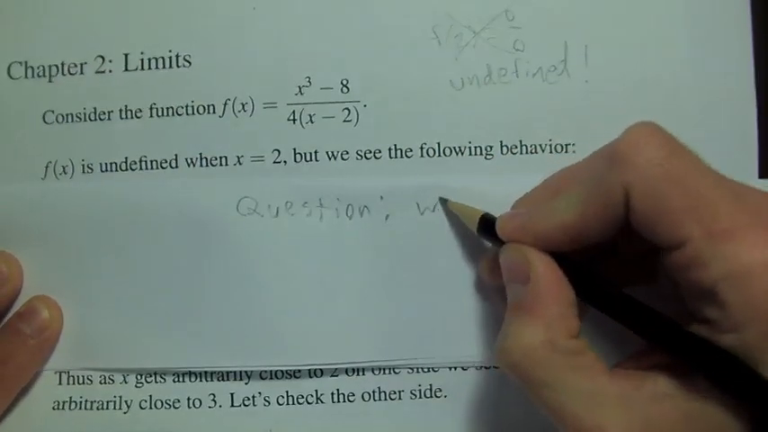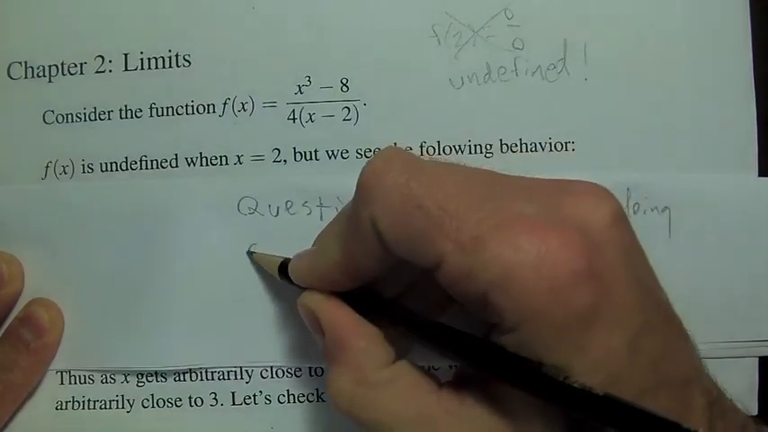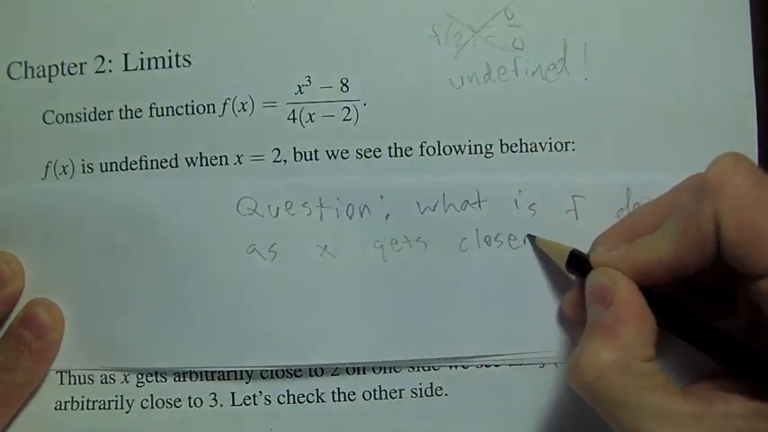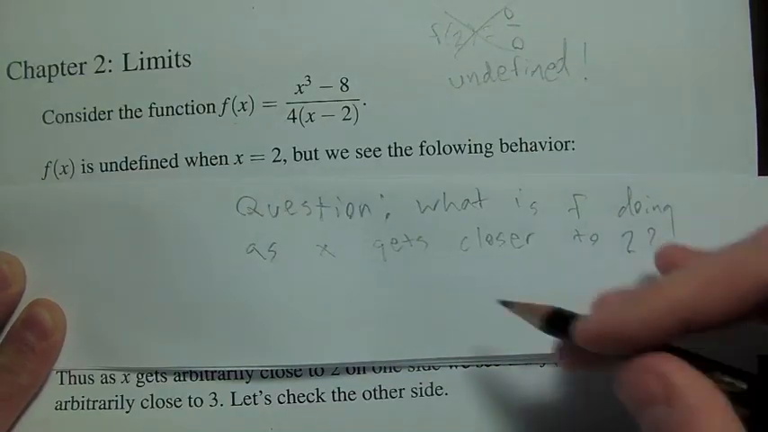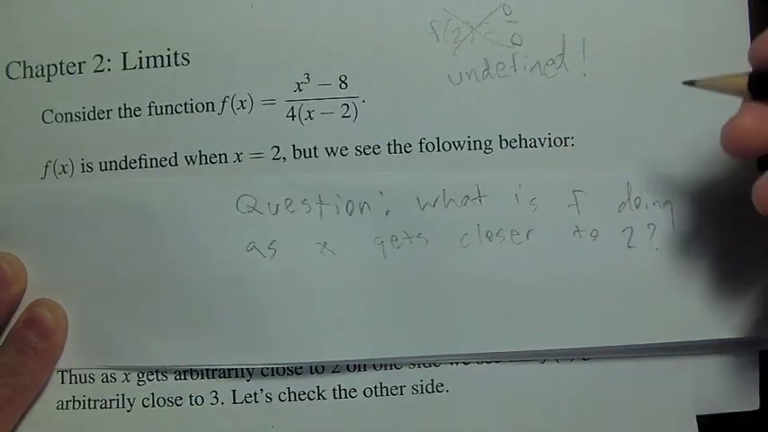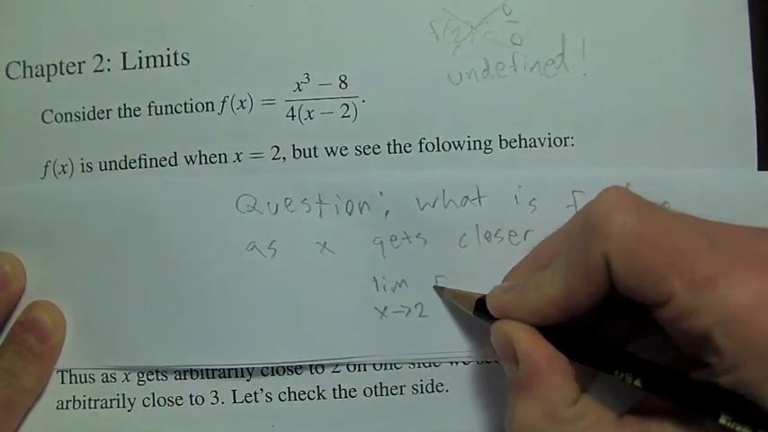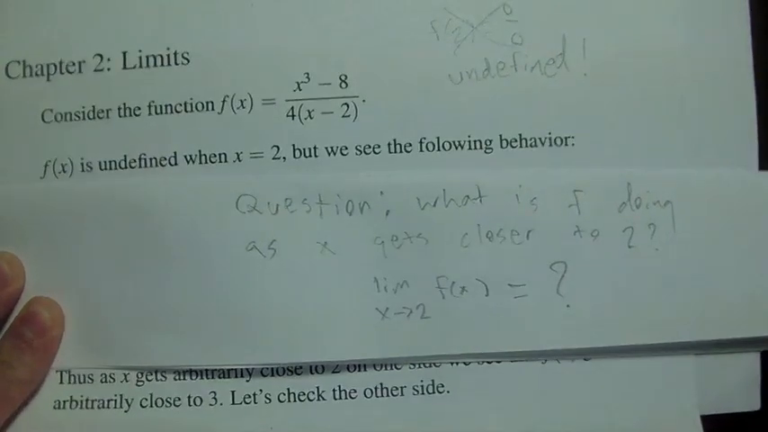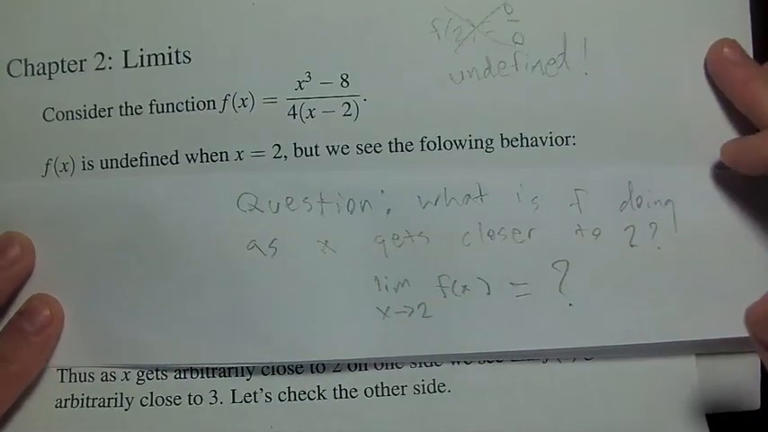The question is, what is f doing as x gets closer to 2? Right? That is basically what the limit is asking. The limit as x goes to 2 of f of x equals what? In other words, as x gets closer and closer and closer to 2, what is f doing? What is f getting closer and closer to?